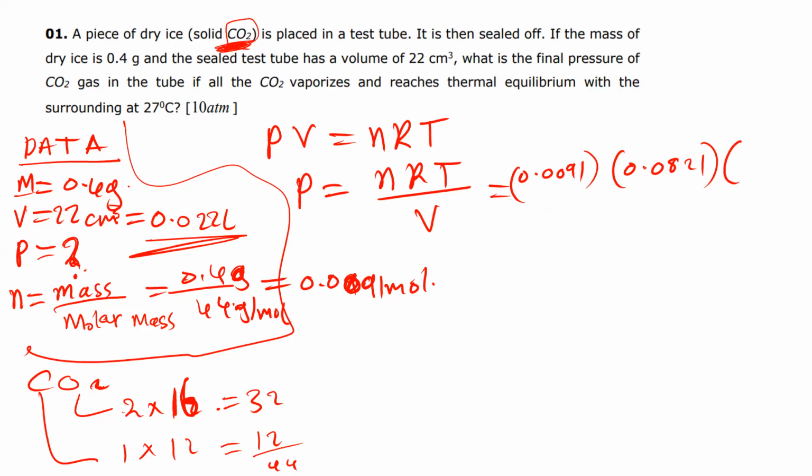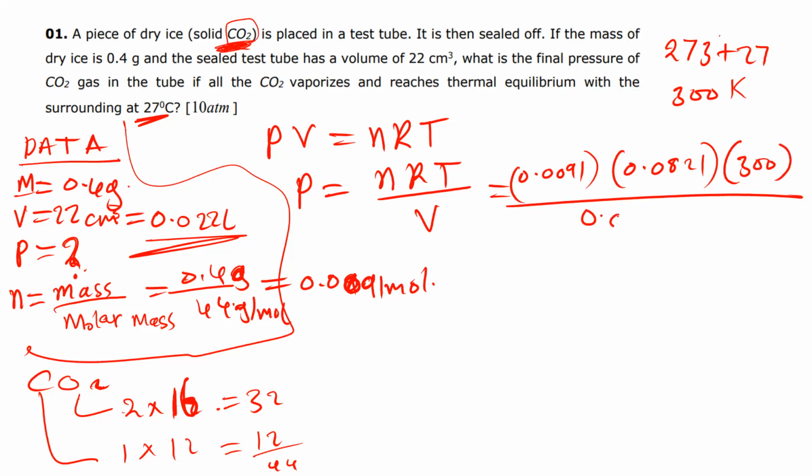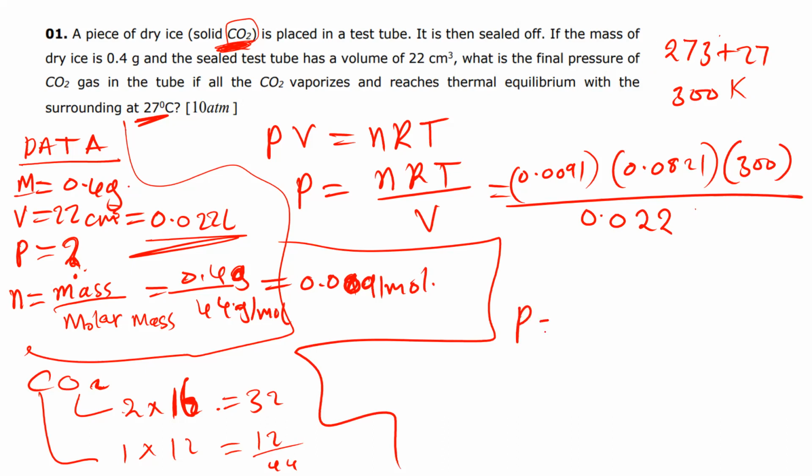And then the temperature has been given to be 27 degrees Celsius. So you convert this to Kelvin: you simply add 273 to what you've been given. When you add 273 to 27, you get 300 Kelvin. Then we divide everything by 0.022 liters. When you do the division with your calculator, you find that the pressure will be 10.19 atm. So this is the pressure that you are supposed to find.